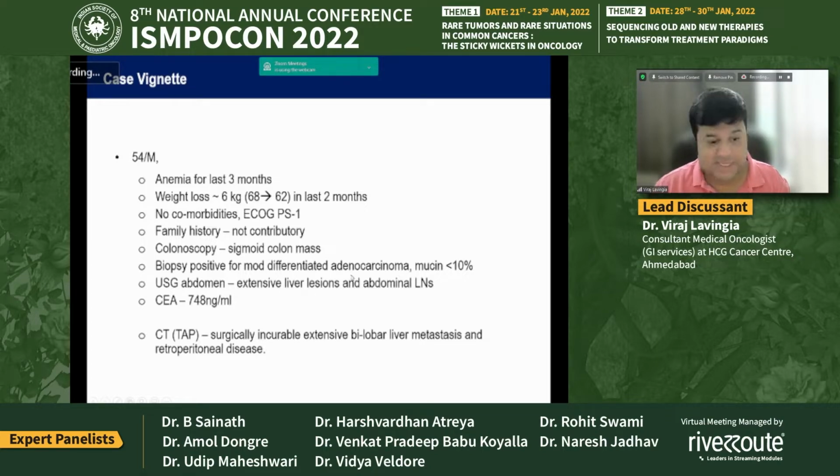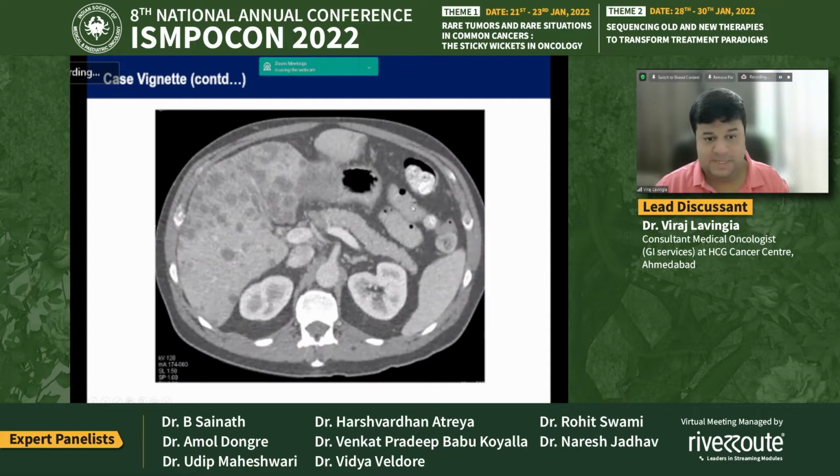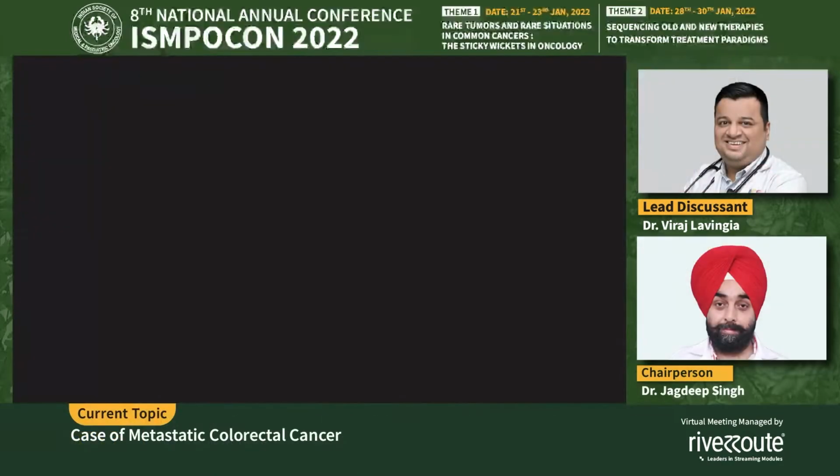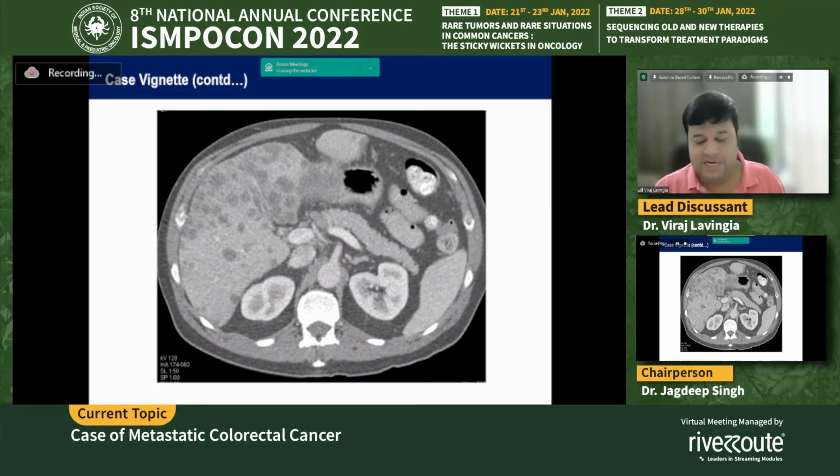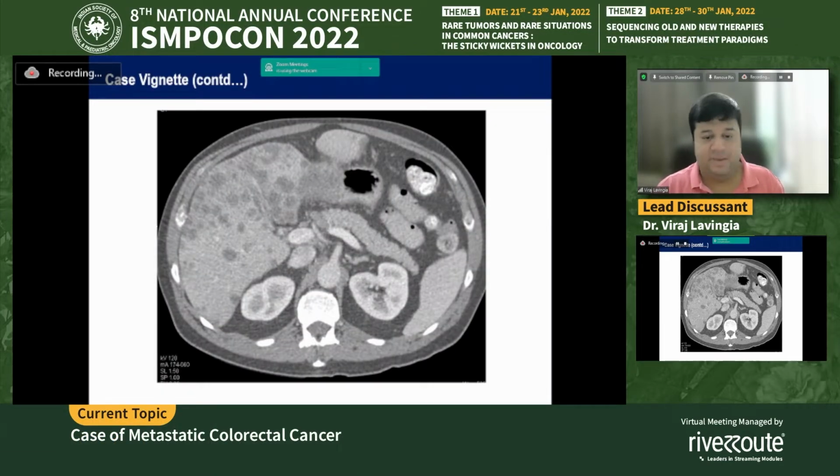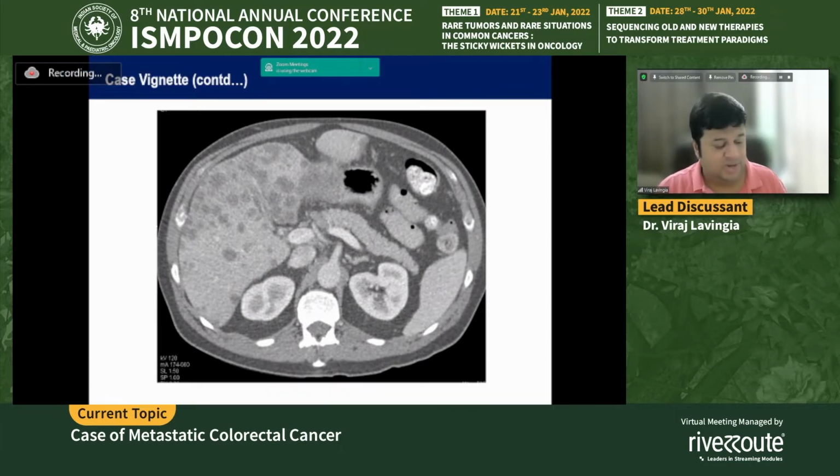And this was the CT scan. You could see both lobes were studded with metastasis. So if I can come to Dr. Amol. Dr. Amol, hi, good morning. In this case, what are your thoughts on further staging with either a PET scan or an MRI of the liver? Or is the CT scan more than enough?